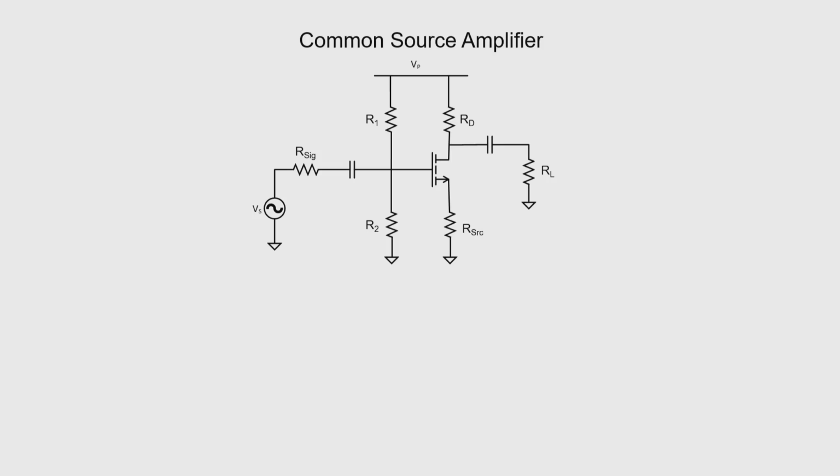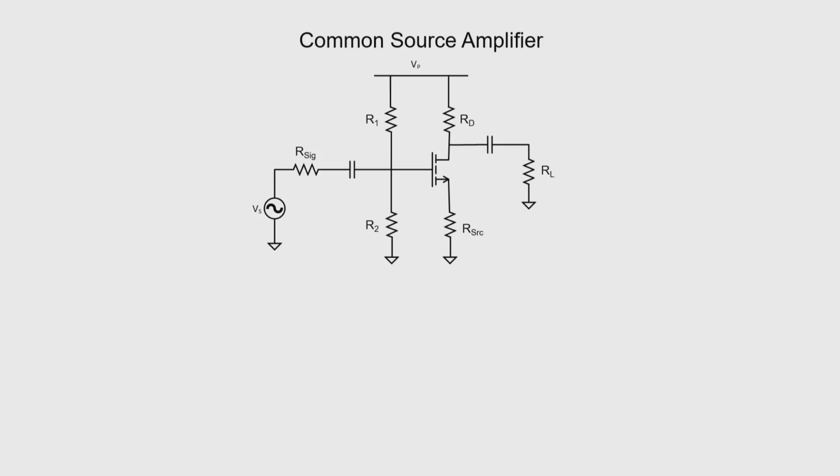Let's talk about common source amplifiers. In this video, I'm only going to be using N-channel enhancement mode MOSFETs. Enhancement mode basically means you need to apply a positive voltage at the gate in order to turn the device on. Let me show you an example circuit.